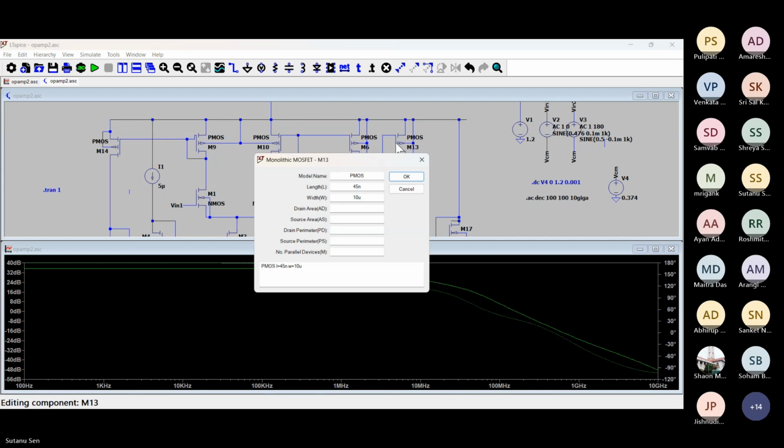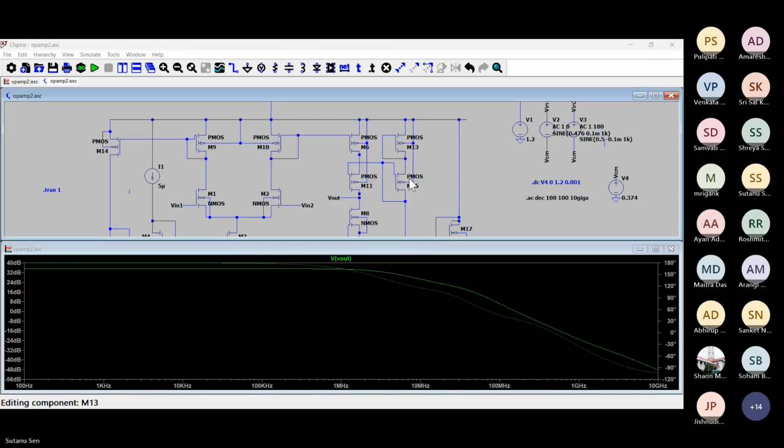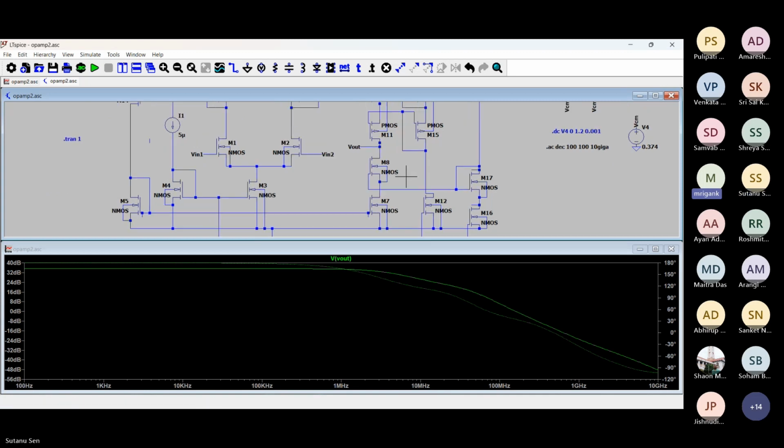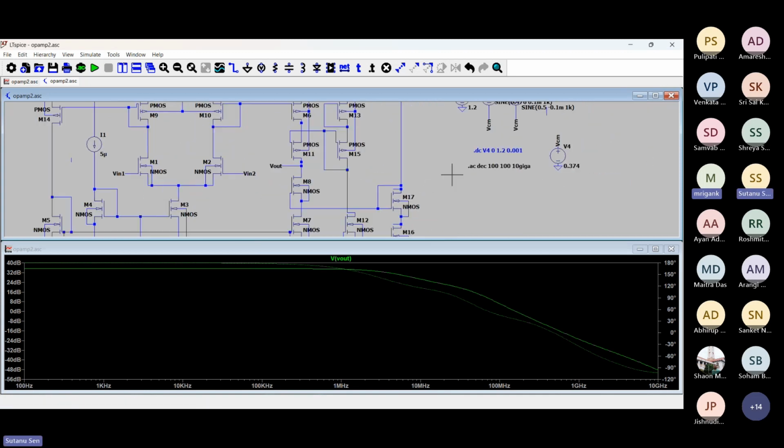80, 40, 185, 40, 180. This is the DC point, which is not accurately chosen. Did you check what is the DC point? Check the output DC point. Yes, sir, I will show it.